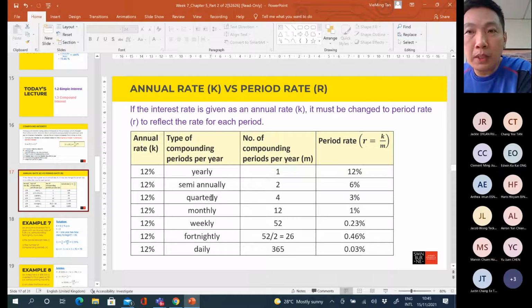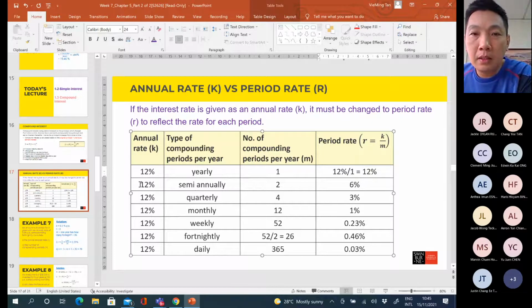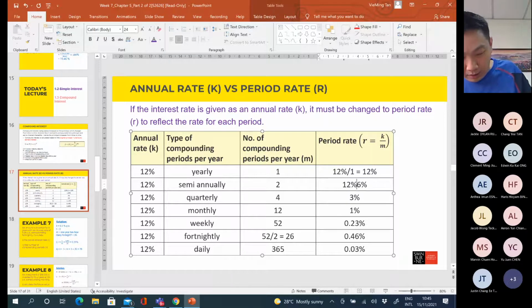If you want to get the period rate when the interest is compounded yearly with the annual rate of 12%, then what is the period rate? What is the yearly rate? The answer is 12% divided by 1. So you get 12%. Then how about semi-annually? Assume that the annual rate is 12%. So the answer is 12% divided by 2. So the semi-annual rate is 6%.